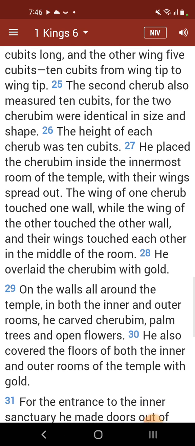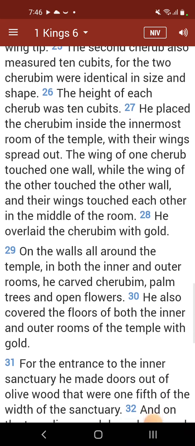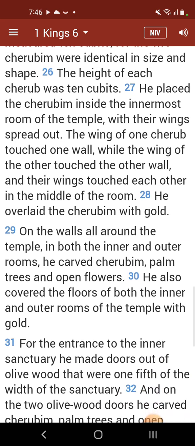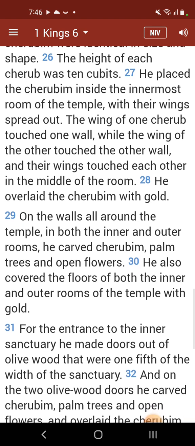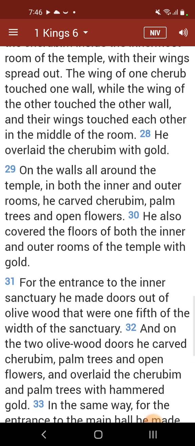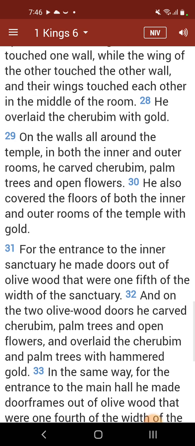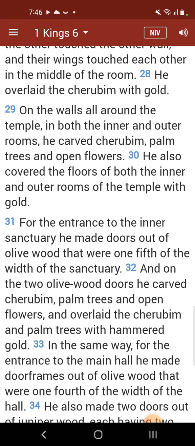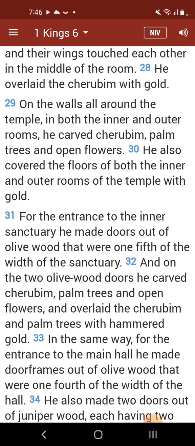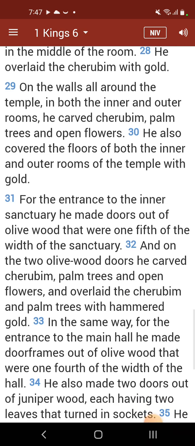He placed the cherubim inside the innermost room of the temple with their wings spread out. The wing of one cherub touched one wall, while the wing of the other touched the other wall, and their wings touched each other in the middle of the room. He overlaid the cherubim with gold. On the walls all around the temple, in both the inner and outer rooms, he carved cherubim, palm trees, and open flowers. He also covered the floors of both the inner and outer rooms of the temple with gold.